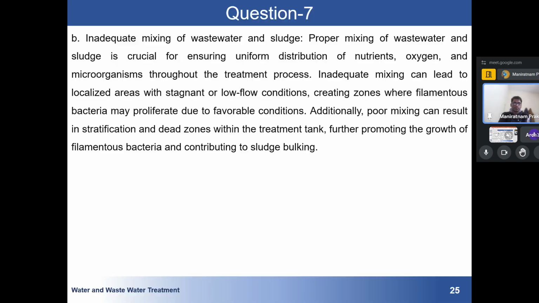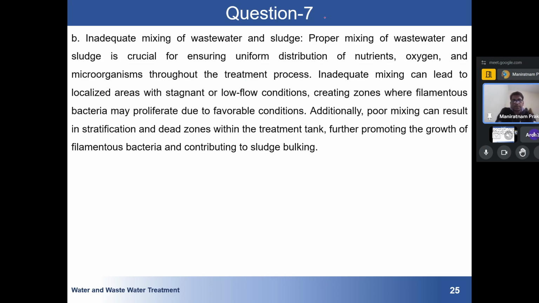Now imagine that you are not properly mixing it. It means you are not providing sufficient oxygen to the system. So proper mixing is also required. This is what happens. Proper mixing of wastewater and the sludge is crucial for encouraging uniform distribution of nutrients, oxygen and microorganisms throughout the treatment process.